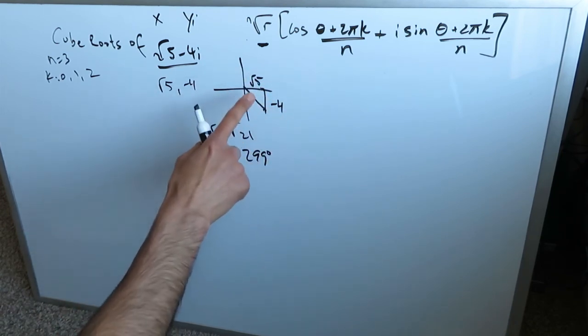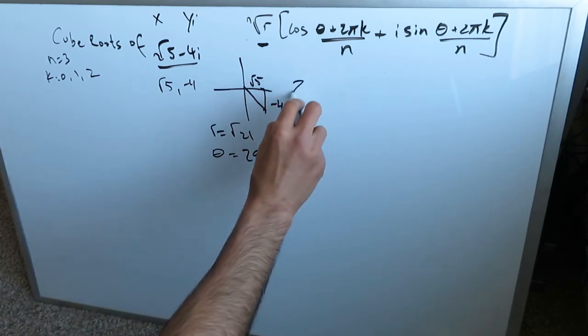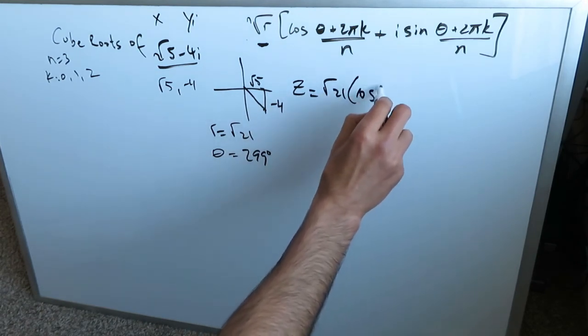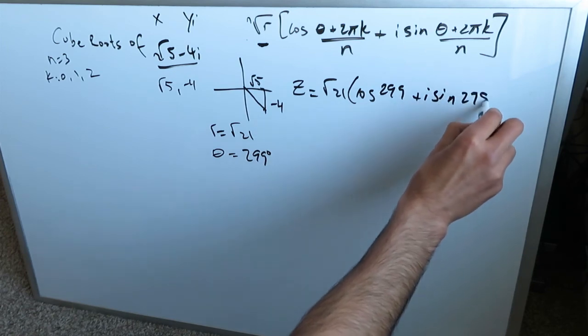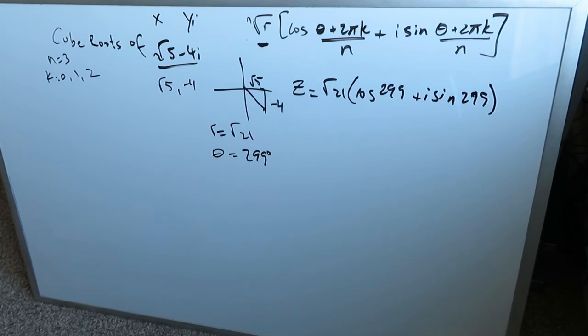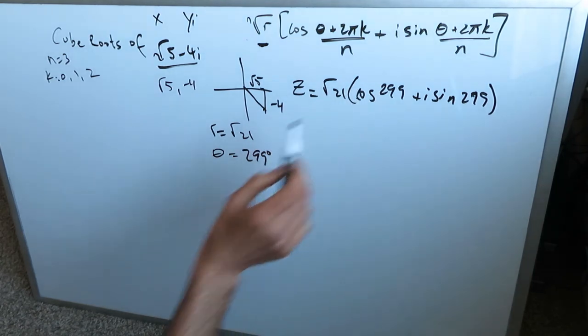You have to adjust it with regards to your reference horizontal. So your complex number is going to be root 21 cosine of 299 plus i sine of 299. This is what you're going to use to determine your cube roots. Your polar form will be used in that formula to determine your cube roots. Should not be a hard question, should be an easy question.